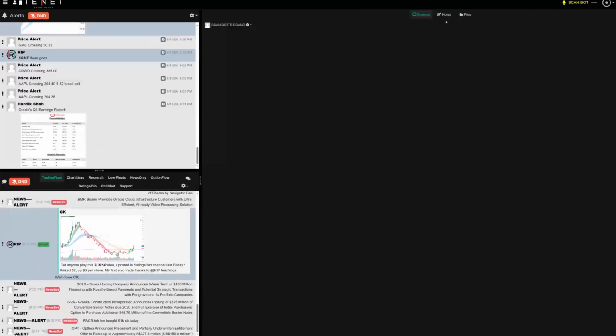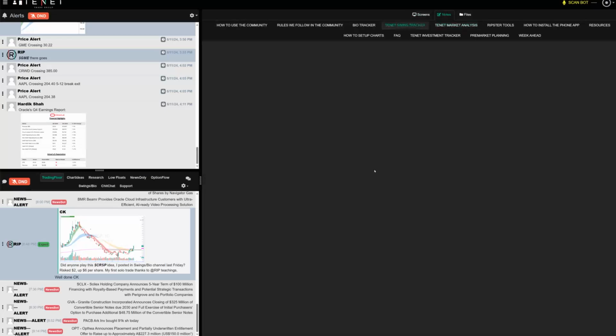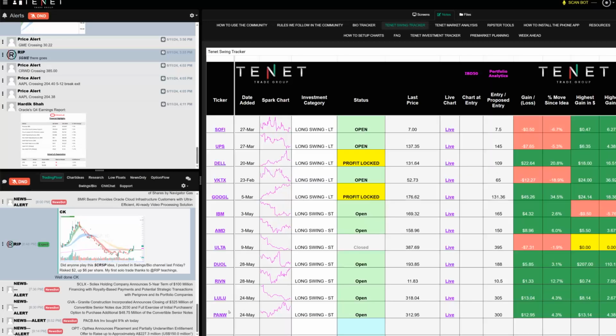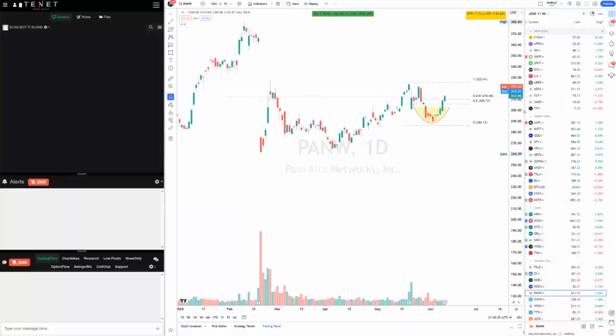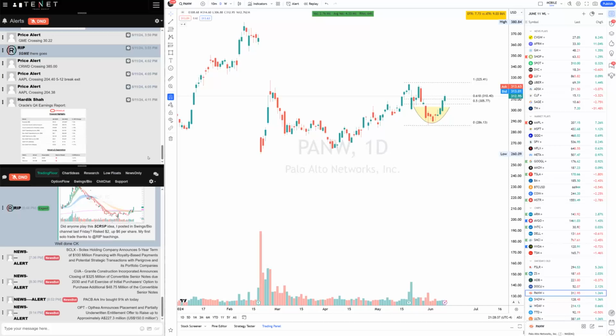If I can show you that, so let's see if it pops up here. All right, so here we go, right? PNW, our swing was versus 300. Nice move on our swing. So these are some of our swings that we had open in our swing tracker. So that was a setup I just wanted to show you. You can watch my yesterday's video for how that worked out.